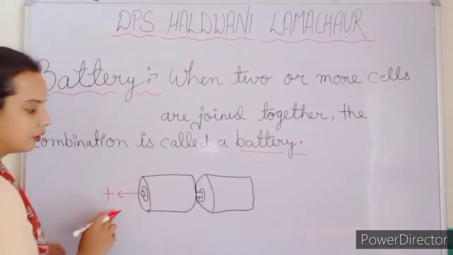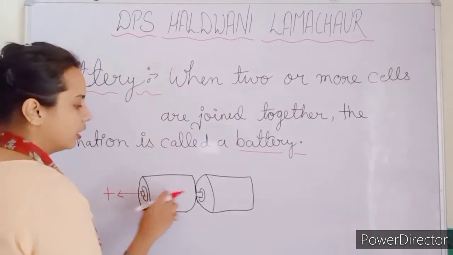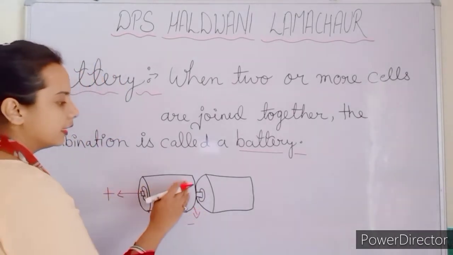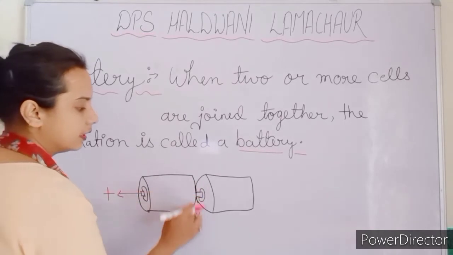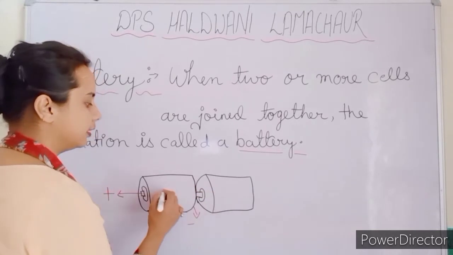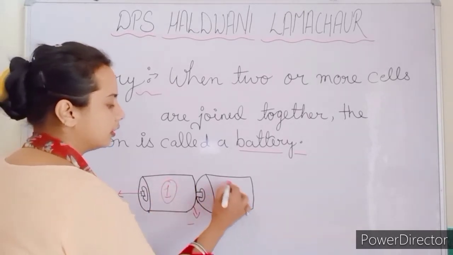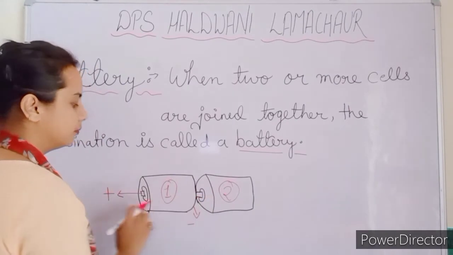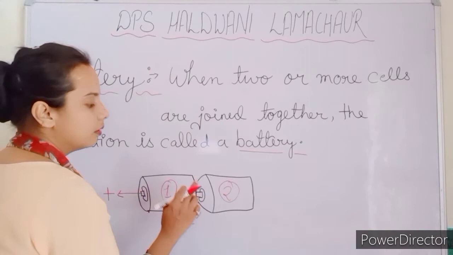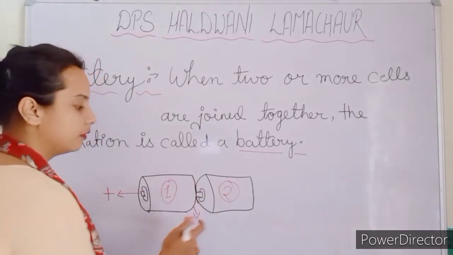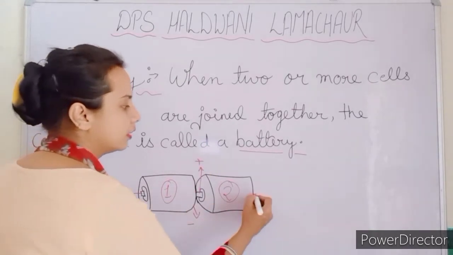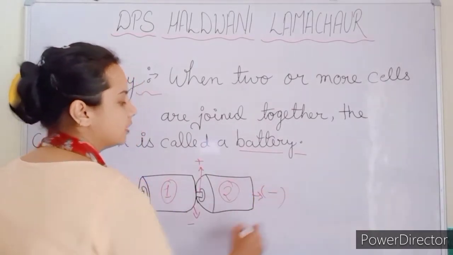This one is a positive terminal, and from this positive, this back one is a negative one. The back side, the bottom side of this cell, is the negative, and the top side of this second battery, this is the first battery, this is the second battery, the top one, the cap. As the cap is present here, the same way the metallic cap is present there, that is the positive one. So this is a positive terminal of this battery, and this is a negative terminal of this battery.